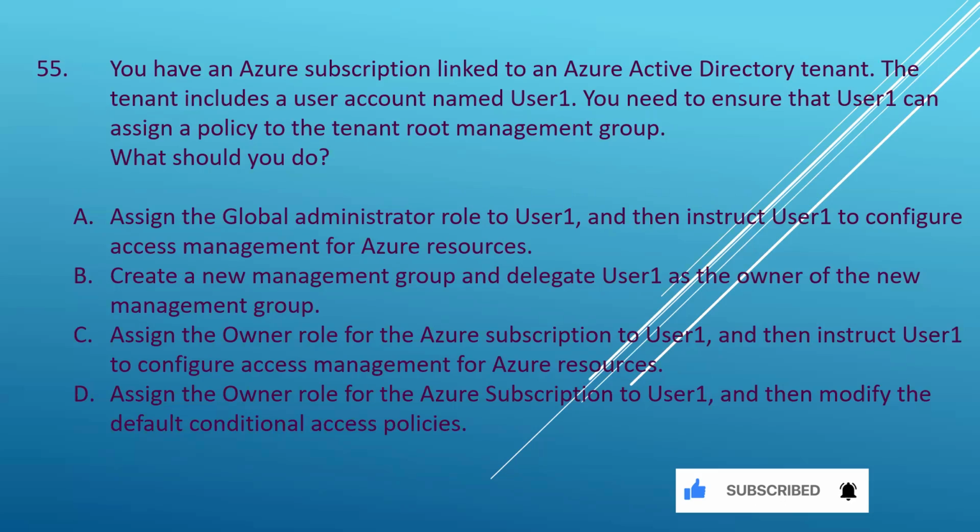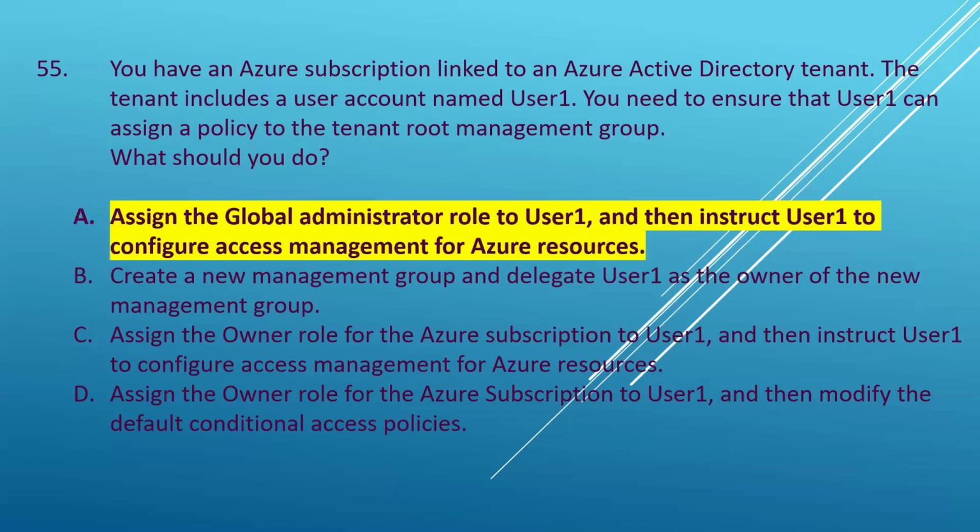Create a new management group and delegate user1 as the owner of the new management group. Assign the owner role for the Azure subscription to user1 and then instruct user1 to configure access management for Azure resources. Assign the owner role for the Azure subscription to user1 and then modify the default conditional access policies. So the correct answer in this case is assign the global administrator role to user1 and then instruct user1 to configure access management for Azure resources.